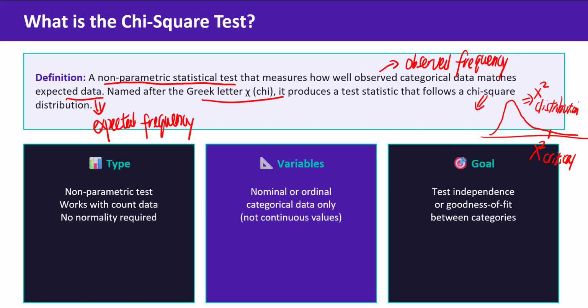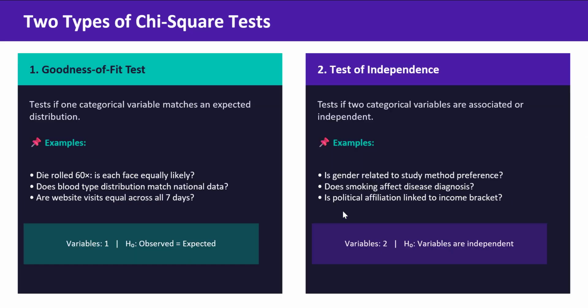Since it's a non-parametric test, it works well with count data, and we do not assume normality in the data sets. So normality is not required. Basically, we work with nominal or ordinal categorical data only, not continuous data. Continuous data doesn't work. Our goal is to test independence and goodness of fit between the categories.